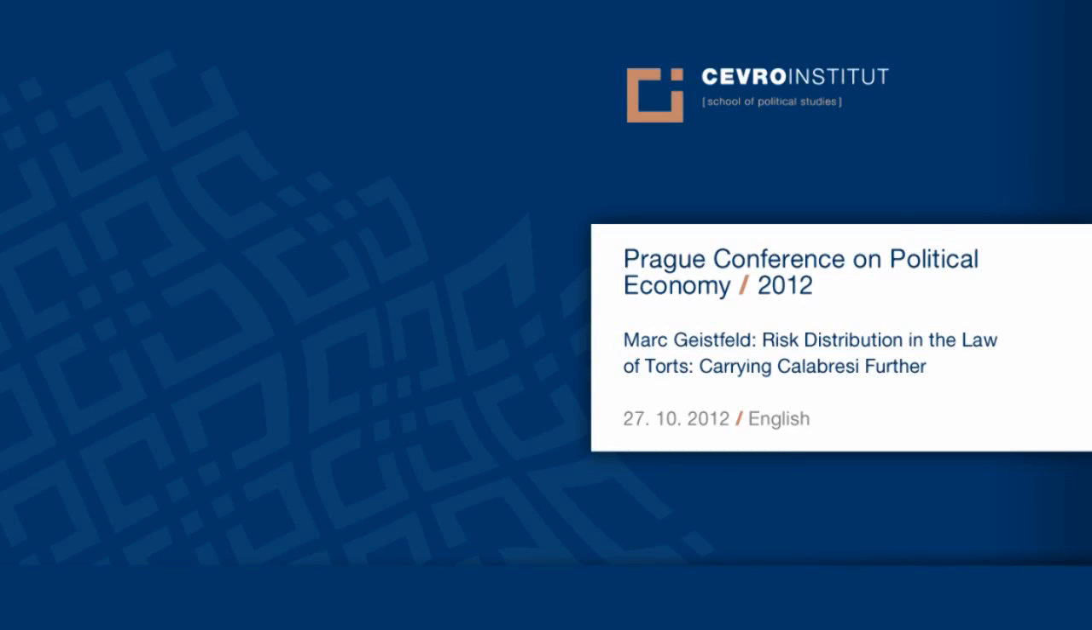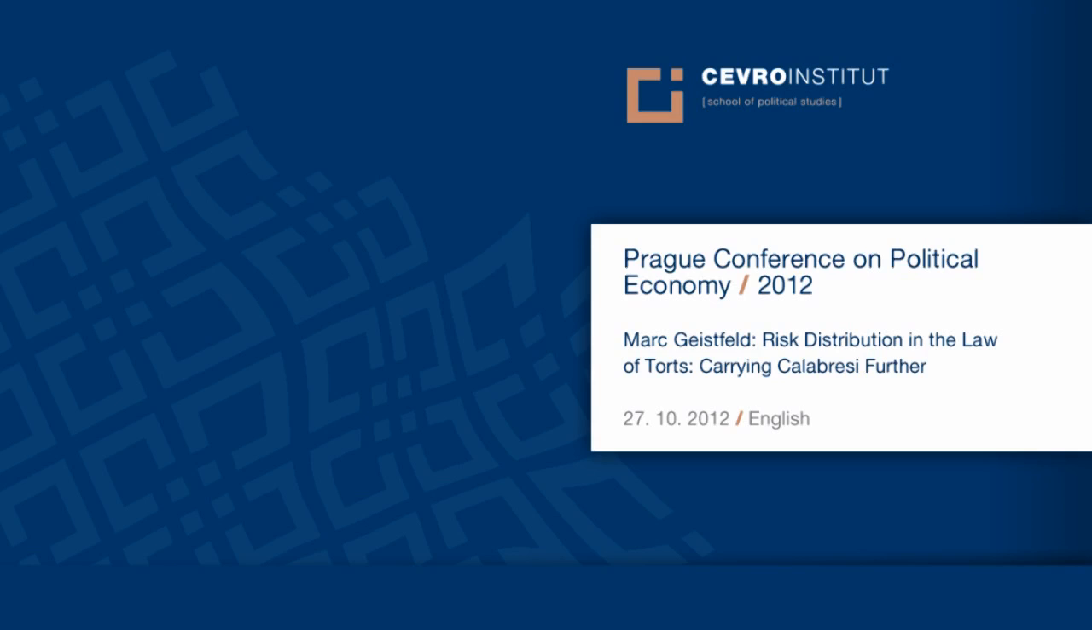So the title obviously draws on two of Guido's articles for a reason. "Risk distribution in the law of torts." I didn't say "and" for a reason, because my claim is going to be that the best description of tort law, the best way to understand tort law, is in terms of the way that it distributes risk in a particular kind of way. So this is an analysis that is about how tort law actually exists and how one ought to understand tort law.